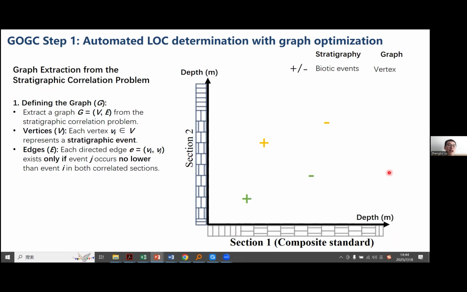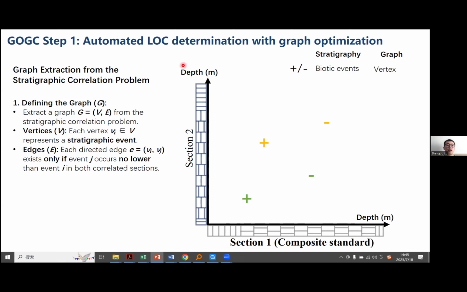Okay, so let's now go back to our stratigraphic correlation problem. Here, what we wanted to do is to apply graph optimization to solve the problem in stratigraphic correlation, or specifically graphic correlation. So the first step we need to do is to extract an objective graph from our stratigraphic correlation problem.